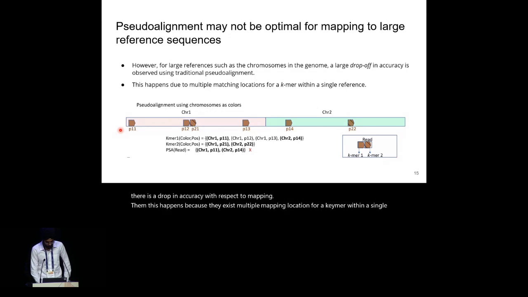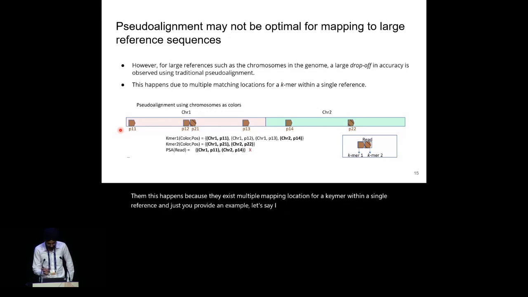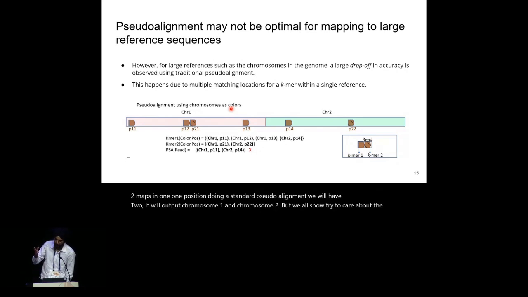Just to provide an example, let's say I have a read with just two k-mers. If you look at it, in the first chromosome, k-mer 1 maps at 3 positions, and in chromosome 2 only in 1 position. And k-mer 2, in chromosome 1 and chromosome 2, maps in 1 position. Doing a standard pseudo alignment, it will output chromosome 1 and chromosome 2, but we also try to care about the mapping position.